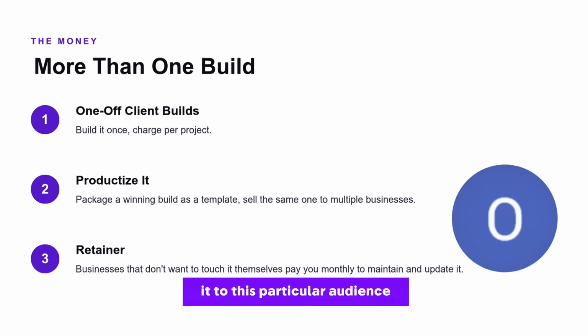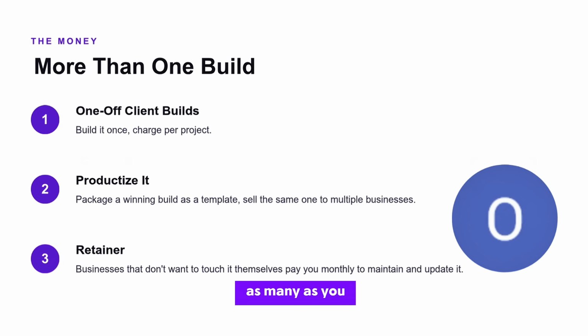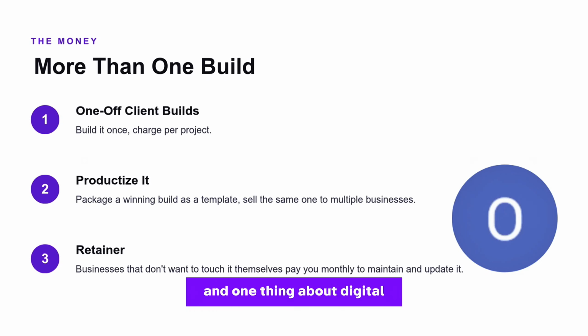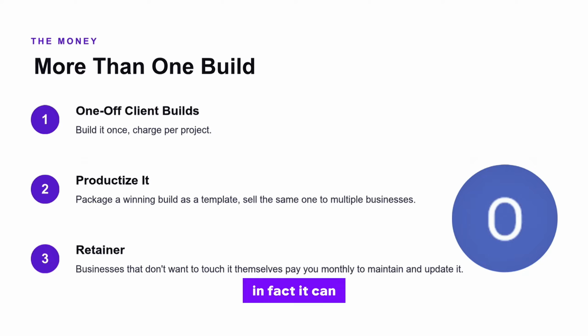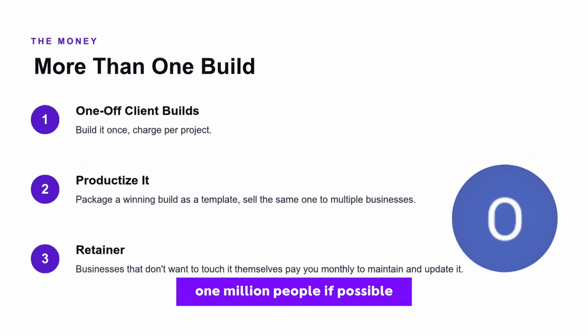When you build it for them, you sell it to this particular audience multiple times, meaning you can sell just one. All you need to do is create it once, and you can sell to 10 people, sell to 100 people, sell to 1,000 people, as many as you want, as long as it is still serving them. And one thing about digital products is that it is always for a very long period of time. In fact, it can even be a lifetime. So you can always sell to multiple people. In 5 years, you can sell to 1 million people if possible. Depending on how you market it, you can sell to 1,000 people, you can sell to 100 people.